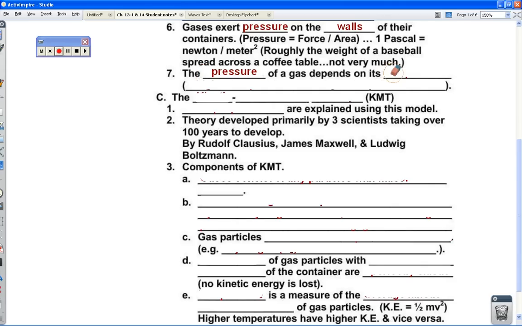So the pressure of a gas then depends on its temperature. In other words, higher temperatures exert greater pressures. Okay, this is Gay-Lussac's law. Again, probably the most unfortunately named scientist in the history of science.